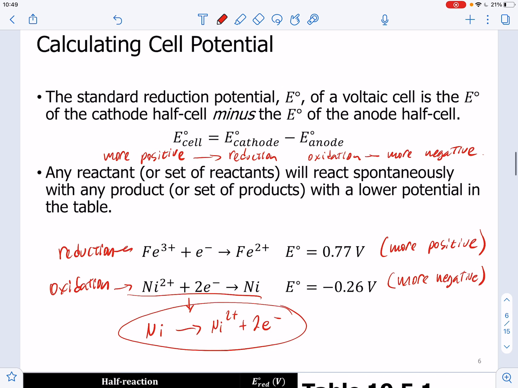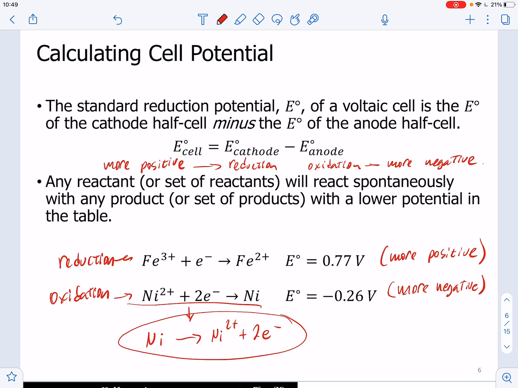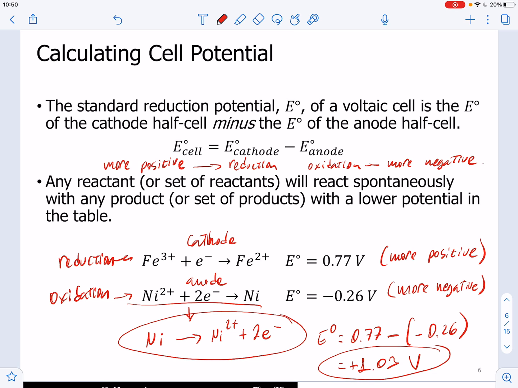Okay, and in order to determine that potential, if this is the reduction, it is happening in the cathode, and this is happening in the anode. So the potential here is going to be your cathode, which is 0.77, minus your anode, which is minus 0.26. And this is equal to plus 1.03 volts. Okay, so that is the potential for that cell.